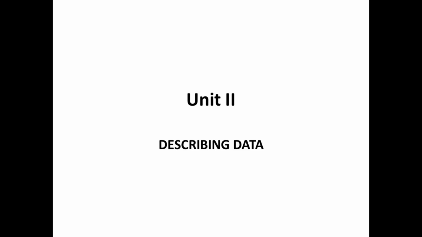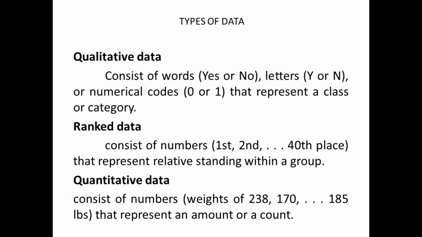Types of data. There are three main types of data. First one is qualitative data, which means non-numeric data such as responses like yes or no, or categories like male or female. Second one is rank data. Rank data is numerical positions like first, second, etc. that show relative standing but not measurable difference. Third one is quantitative data. It is actual numbers that represent count or measurement like height, weight, or test scores.